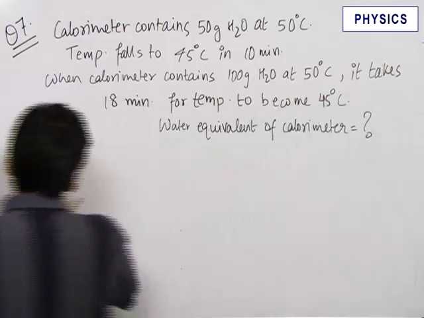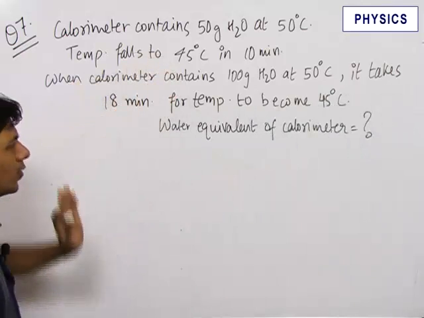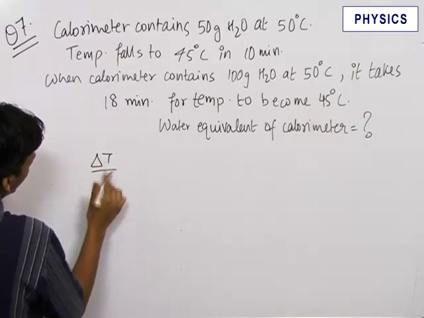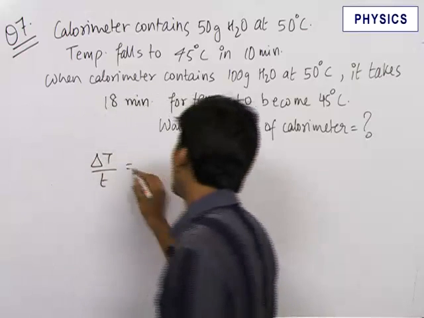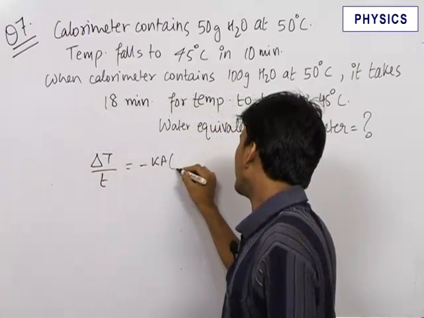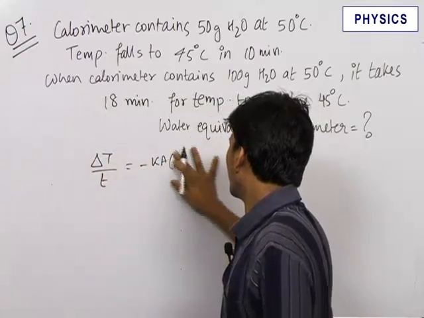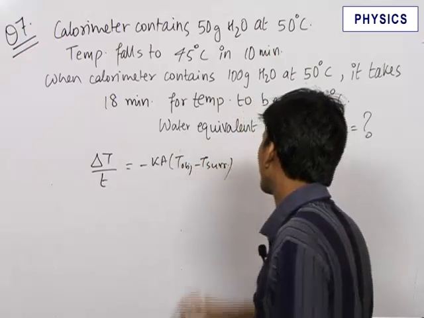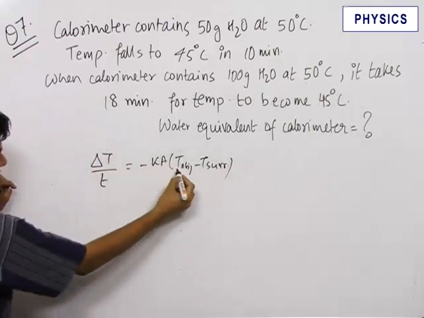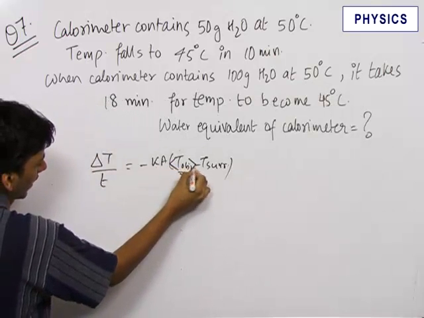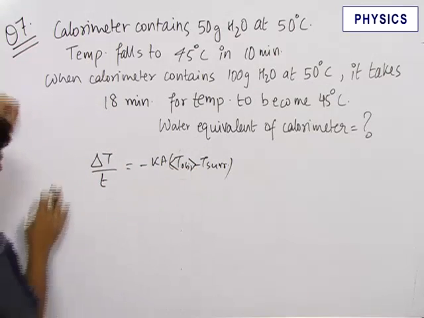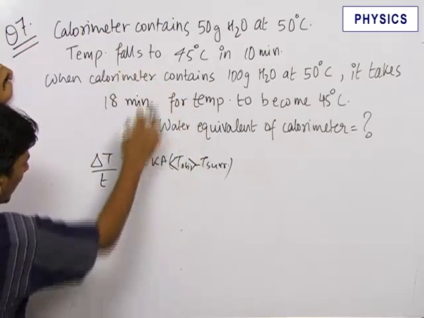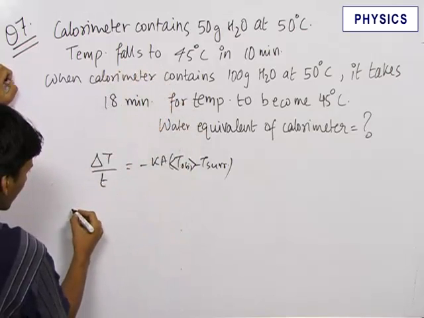Now whenever there is temperature change and time involved, we think of Newton's law of cooling. Therefore by Newton's law of cooling we know that delta T upon time taken is equal to minus KA into T of object minus T of surrounding. Now this T of object, since it is not constant, we can take this to be the average value. Now delta T is the same for both the cases. The time is different. So let us write the equation for the first part.